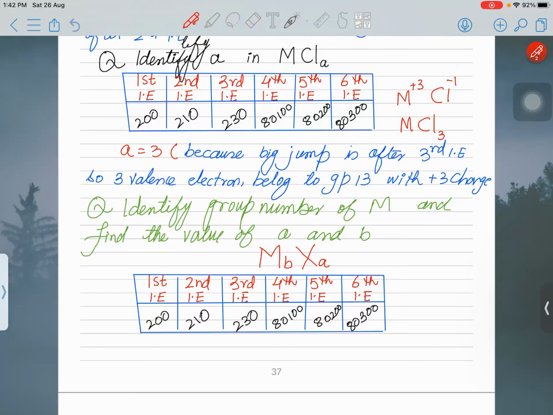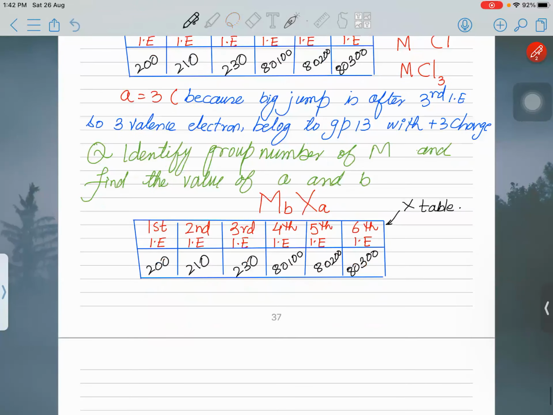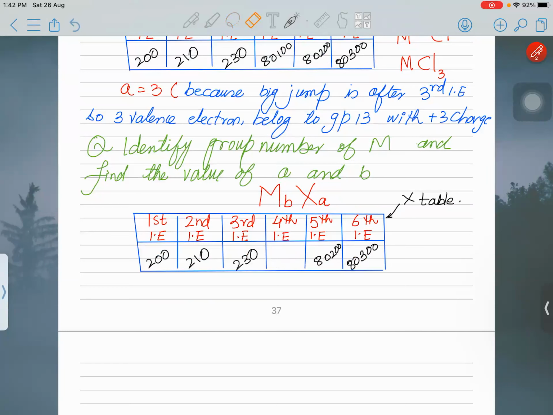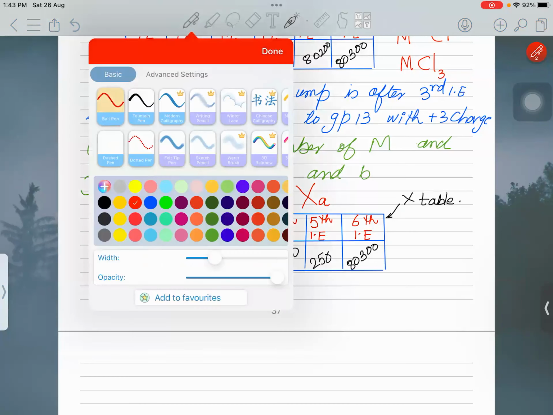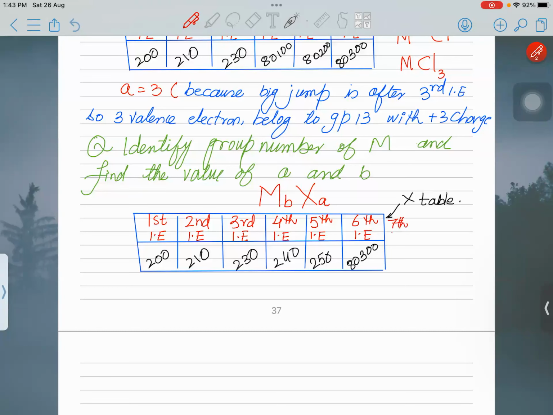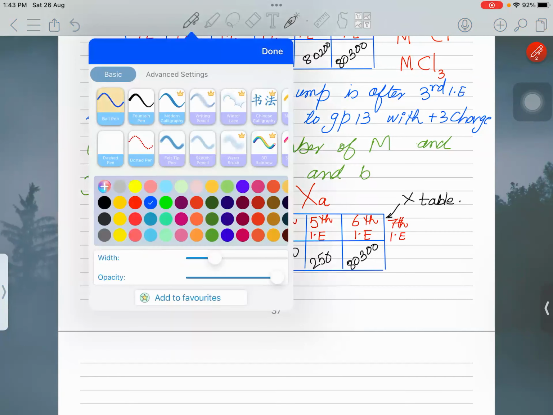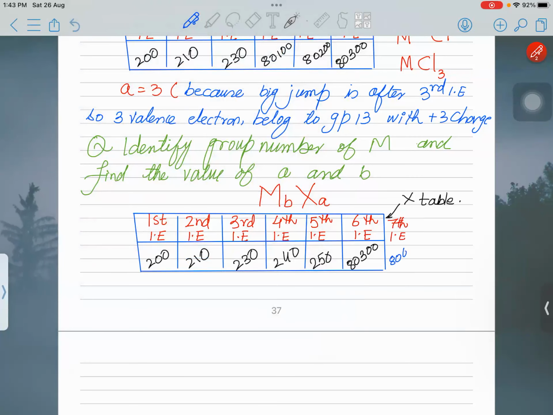This table is for X. Now this table belongs to X. Seventh ionization energy is also given, which is 80,600.